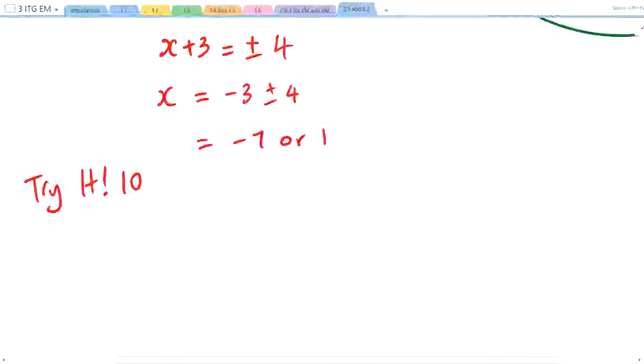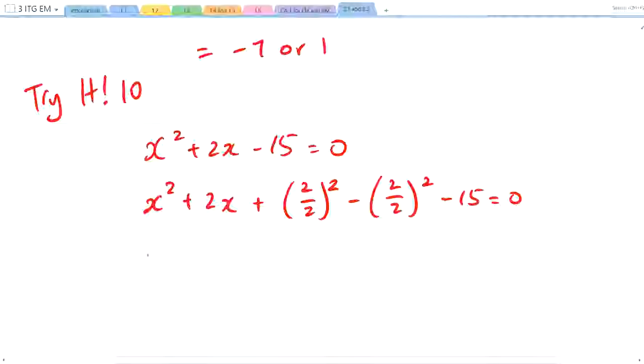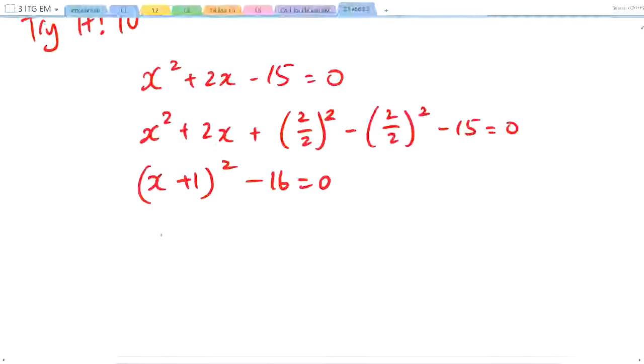For Try It 10, solving by completing the square. X squared plus 2x minus 15 equals to 0. Now this is an equation, there is an equal sign in there. Left hand side is equal to 0. So to complete the square, we've got x squared plus 2x plus 2 over 2 squared minus 2 over 2 squared minus 15 equals to 0. X plus 1 squared minus 16 equals to 0. X plus 1 squared equals to negative 16. Is this correct? Is this okay? Yes? No?